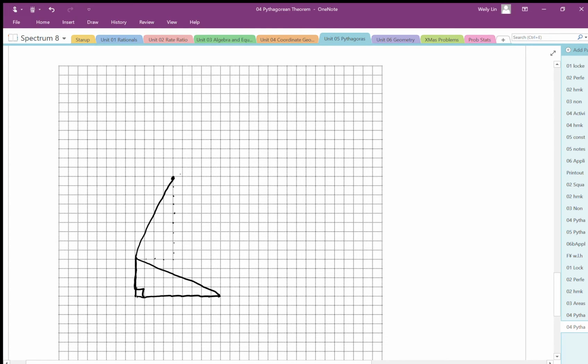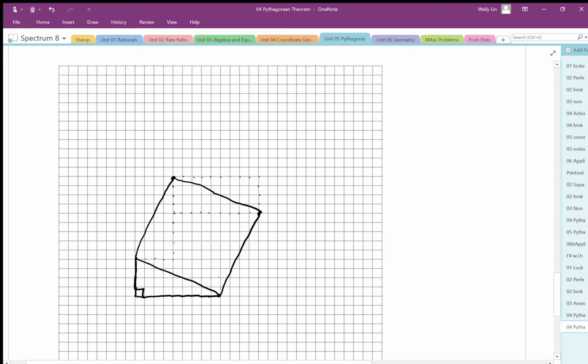I'm going to use 9 and 4 this time. 1, 2, 3, 4, 5, 6, 7, 8, 9, then 1, 2, 3, 4. Notice that triangle, I could have drawn it the other way. Either way, we're going to get that corner, and that corner allows me to generate the square.